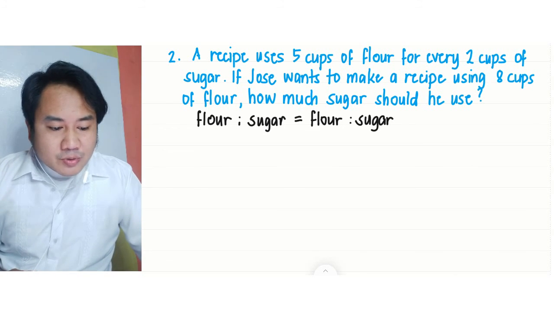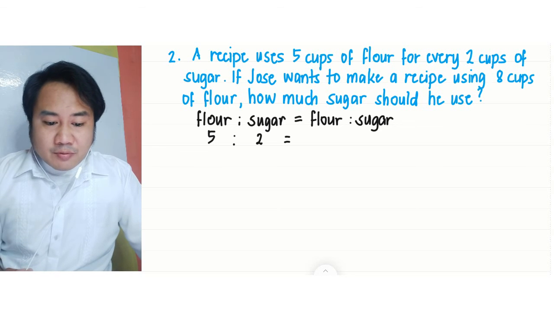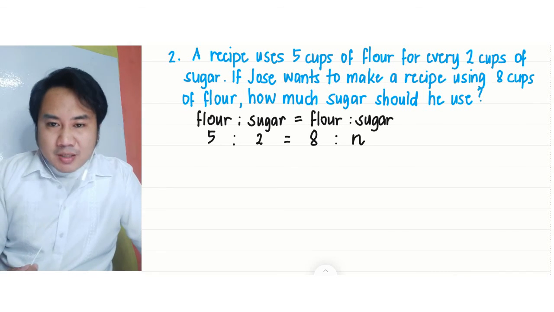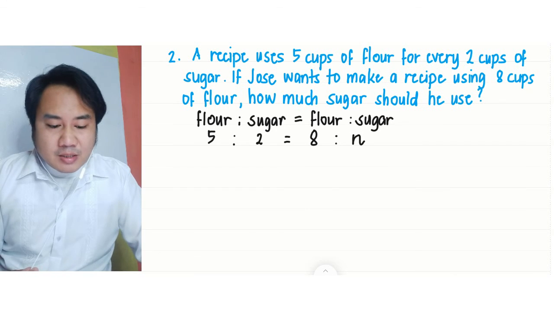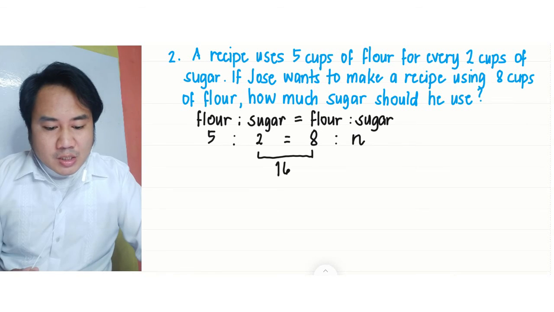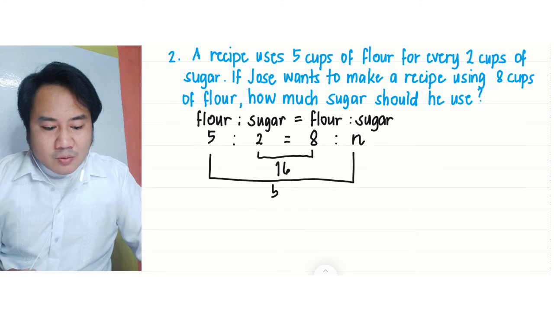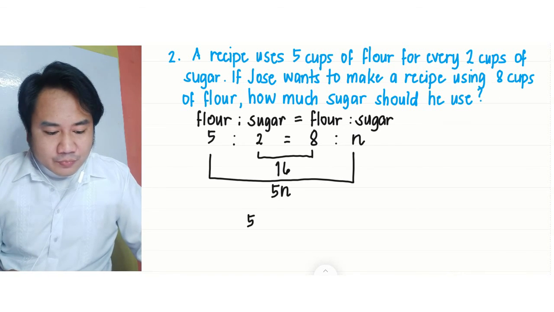A recipe uses 5 cups of flour for every 2 cups of sugar. If Jose wants to make a recipe using 8 cups of flour, gaano kadaming sugar ang kailangan niyang gamitin? So this is our proportion. To solve for n, multiply the means and the extremes. 2 times 8 is equal to 16. 5 times n is equal to 5n. And then we are going to equate the two.